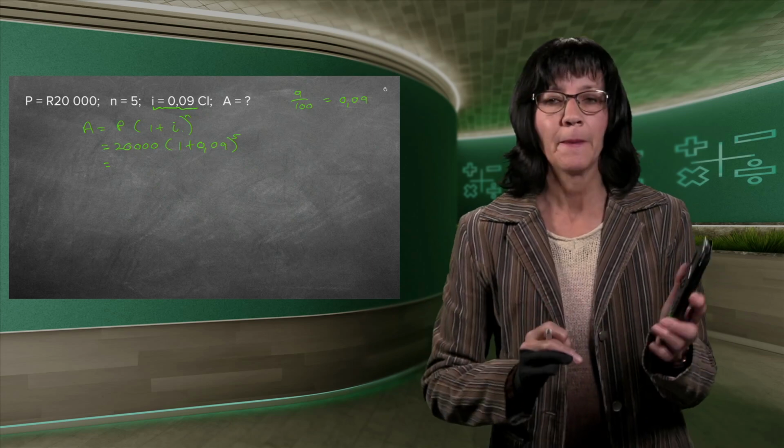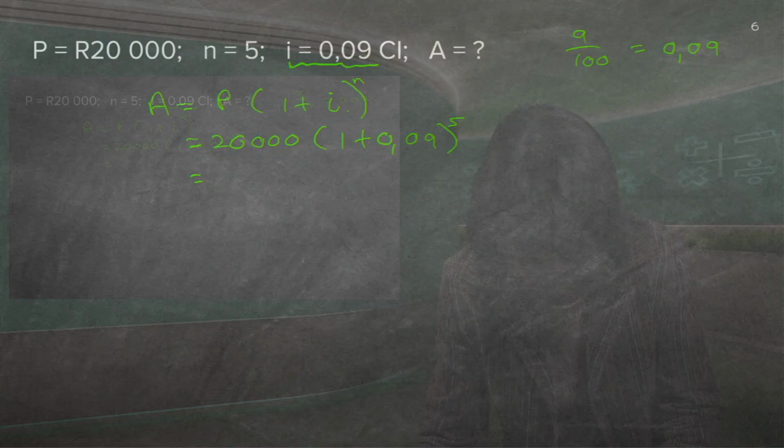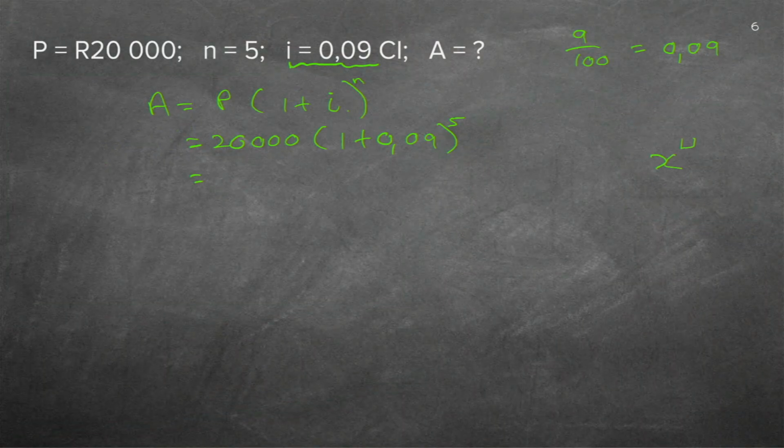Close the bracket, and now very important, you need that little button that's got an X, let's write it here, with a little block on the top, because you need to slot in that exponent. So you press that little button there, kind of in the middle, and what do you want to slot in there? 5, and you press the equal sign, and it gives you 30,772 Rand and 48 cents.